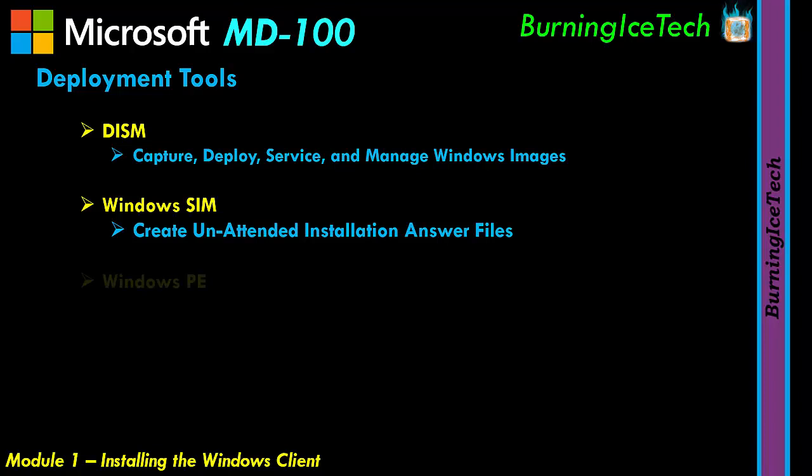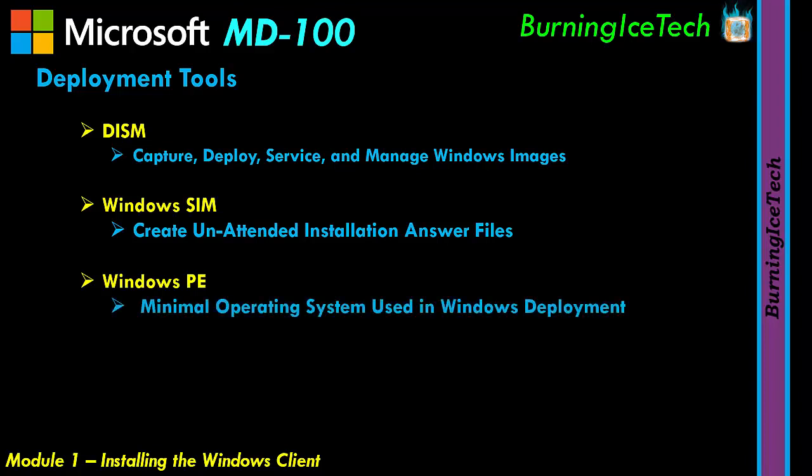You also have a tool called Windows PE, which is actually one of the oldest tools around. It's a minimal operating system used for Windows deployment. So it's basically a DVD or a CD you're going to be putting into your DVD or CD-ROM. At least that's what it usually is. It's not limited to that. And it's going to allow you to boot from that and then install from somewhere else.